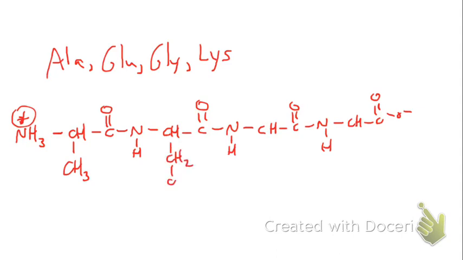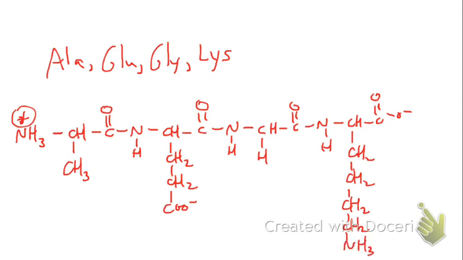Glutamate is like aspartate, only with an extra carbon. Normally when we draw these peptides, we're going to draw them at a pH of 7. So I'm going to draw the charges as if they were at pH 7. Might not have enough room for this. Yep, I got it. Okay, so now it's time.